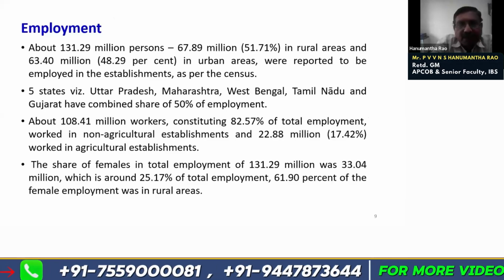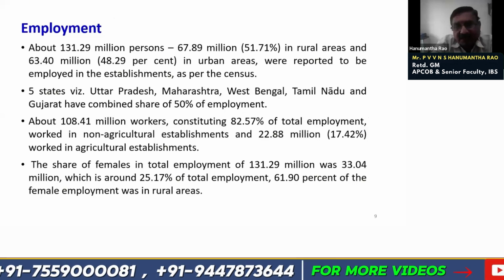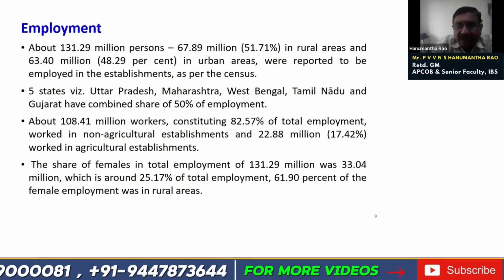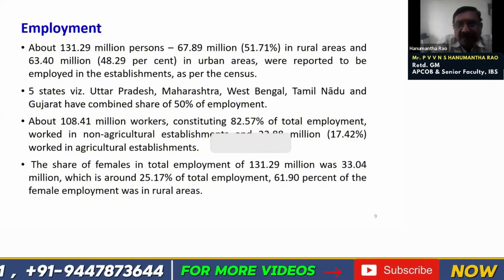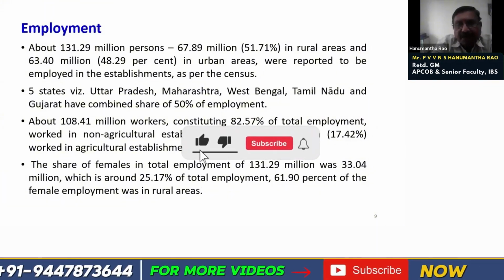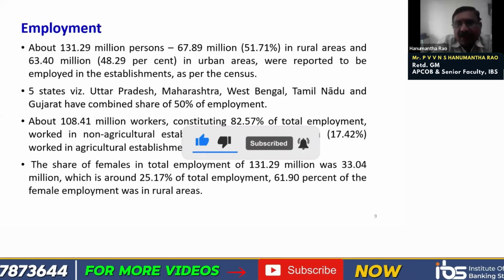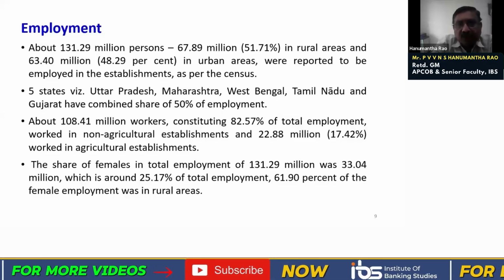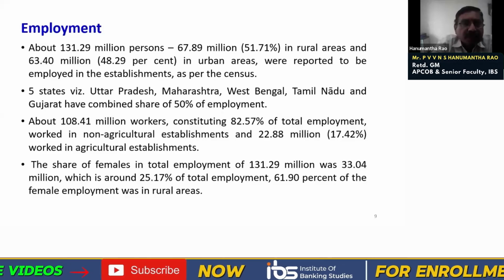Friends, how many persons were employed in the establishments? 131.29 million persons. So 67.89 million in rural areas. Why? Because we are having more establishments in the rural areas and lesser establishments in the urban areas. So 67.89 were accommodated from rural areas and 63.40 were accommodated in the urban area establishments.